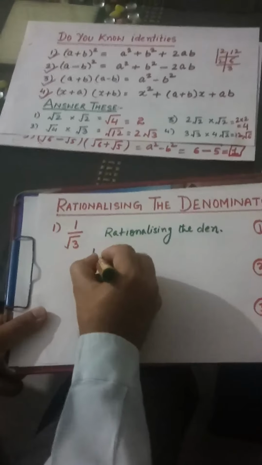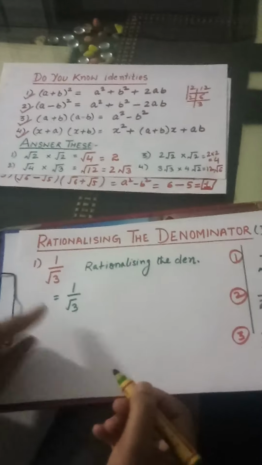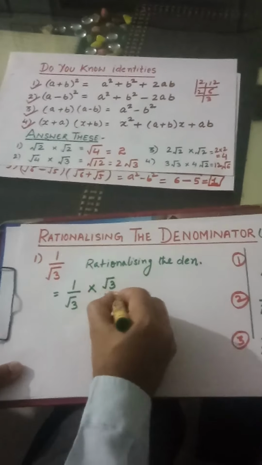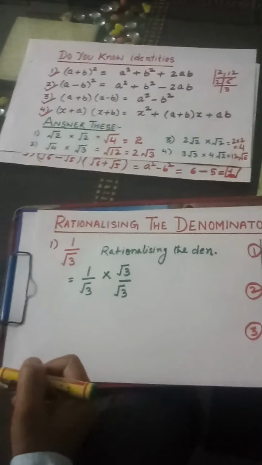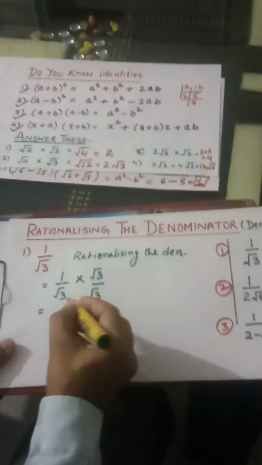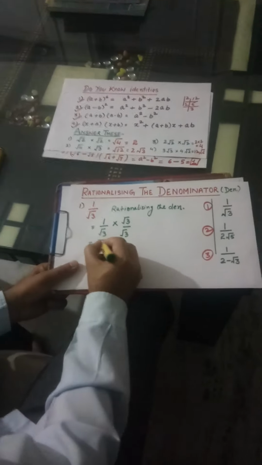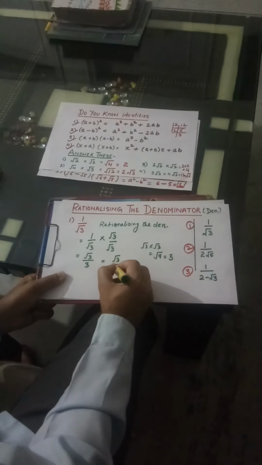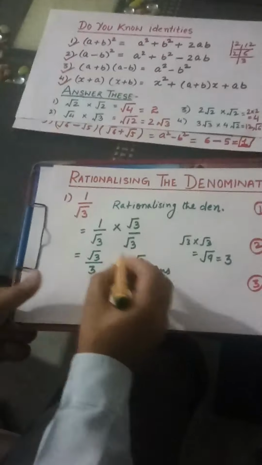So what was the number? The number was 1 upon under root 3. This was our number. Now the denominator was root 3, so we are going to multiply up and down by under root 3 only. Whatever is the number here in the root, you are going to multiply with that only. Can you tell what you obtain out of that? It is root 3 into 1, which is root 3, and under root 3 into under root 3 is under root 9, and you know very well it is a perfect square and will give you 3. So you have got the answer as root 3 upon 3. In fact, this was your answer.